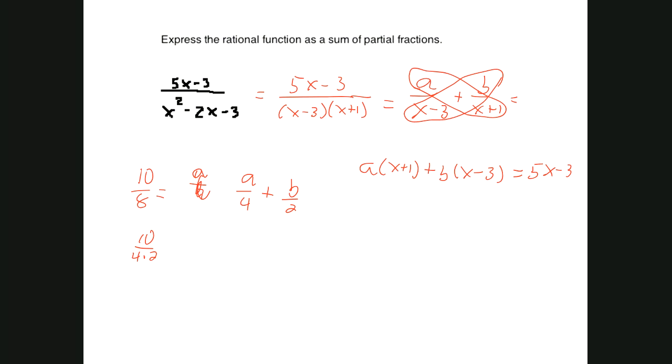So now the rest of it is just algebra, just algebra trying to solve for a and b. So the next step I'm going to do is multiply through here. So I get ax plus 1a plus, and then multiplying, that gives me bx minus 3b is equal to 5x minus 3. Okay, so far so good. I'm going to get my x terms together. So I'm just going to rewrite this as ax plus bx plus 1a minus 3b, and then I'm going to factor out an x.